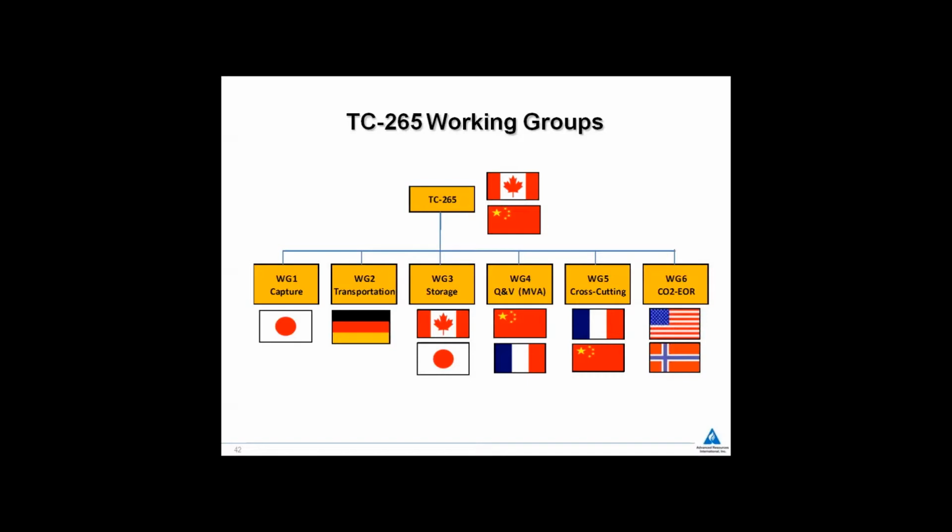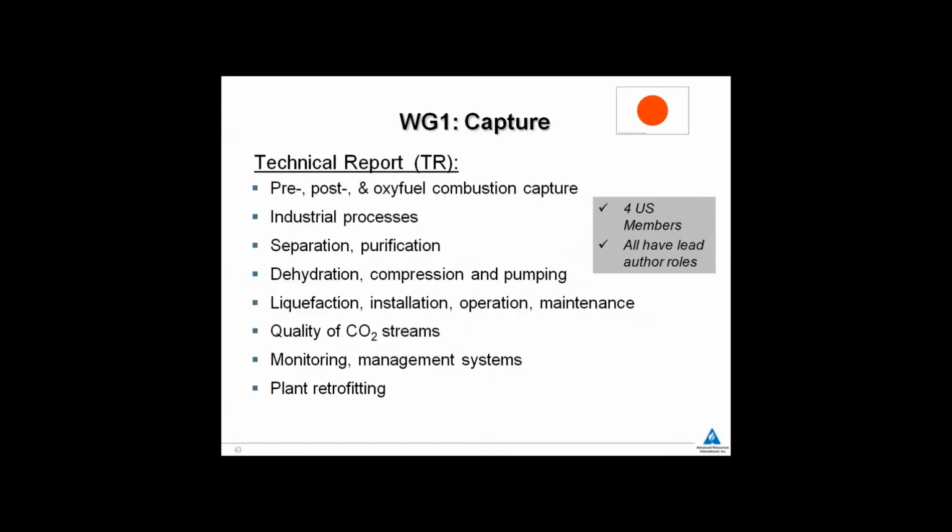TC265 has working groups. There are 6 established working groups, 1 through 6, and you can see that's a relatively flat structure. The working groups consist of capture, transport, storage, quantification, and verification. I put the MVA there as a U.S. citizen. We tend to talk about Q&V from a monitoring, verification, and counting standpoint. That's a little cheat sheet for myself. Working Group 5 is cross-cutting issues, those things that don't fit nicely into working groups 1 through 4. And then working group 6 is CO2 EOR, or CCUS.